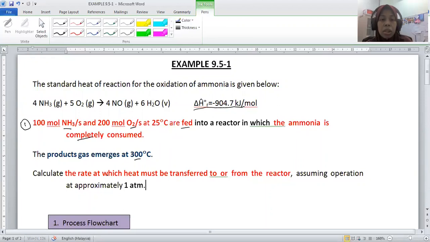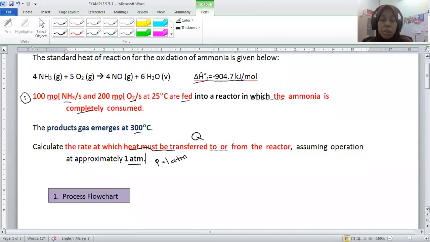So determine the heat that must be transferred to or from the reactor. We don't know yet whether it's exothermic or endothermic, so the heat is Q. Assume that the operation is at approximately 1 atm, so the pressure is atmospheric throughout the process. Now you need to translate the information into the next part, which is the flow chart.